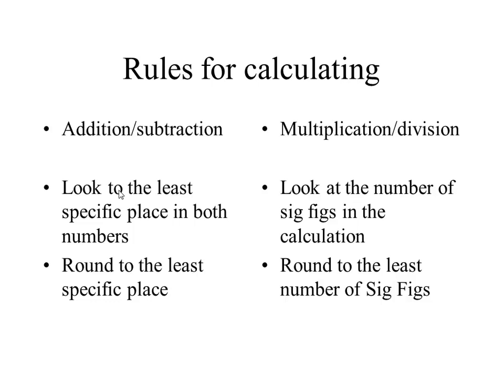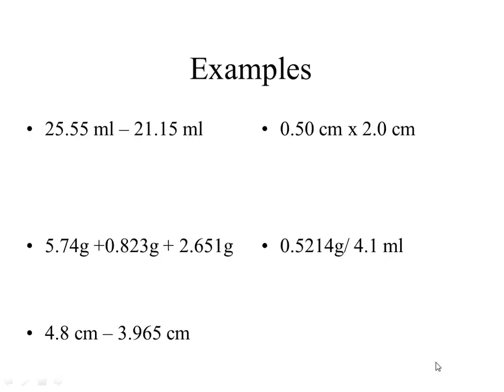For multiplication and division, we look at how many significant figures there are, and we round to the least number of significant figures. So when we're adding and subtracting, just like regular addition, you look at the place. With multiplication, you look at the number of significant figures. So I want you to try these calculations right now. See what you come up with.